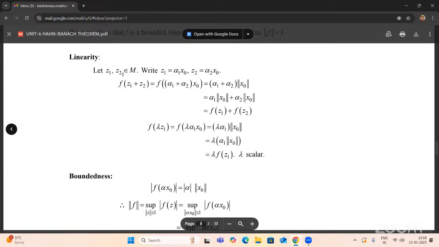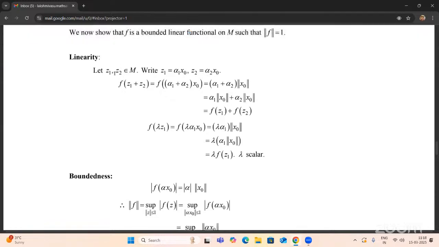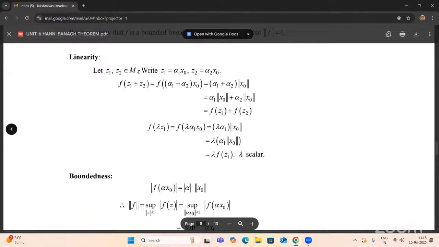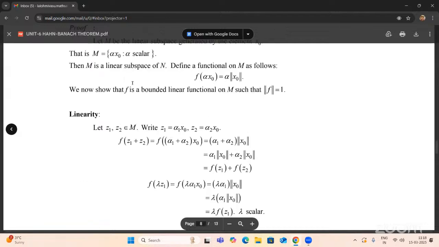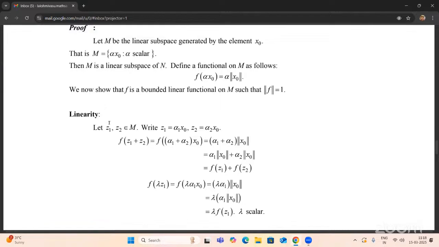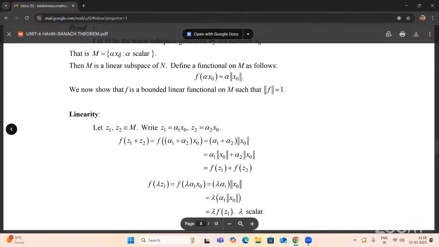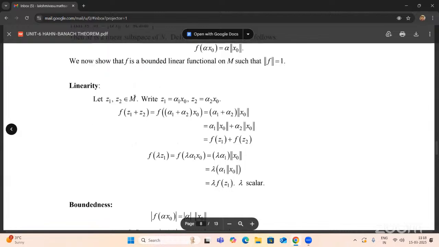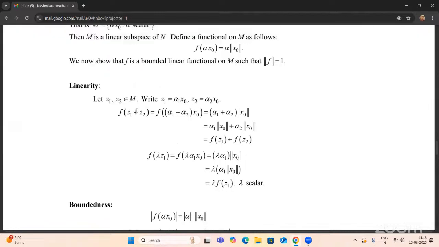What is the linearity? Here Z1 and Z2 are both elements of the linear subspace. Now Z1 equals alpha 1 x naught and Z2 equals alpha 2 x naught, where you are taking different scalars alpha 1 and alpha 2. Alpha 1 x naught is Z1, alpha 2 x naught is Z2. Now, how to write the linearity condition?